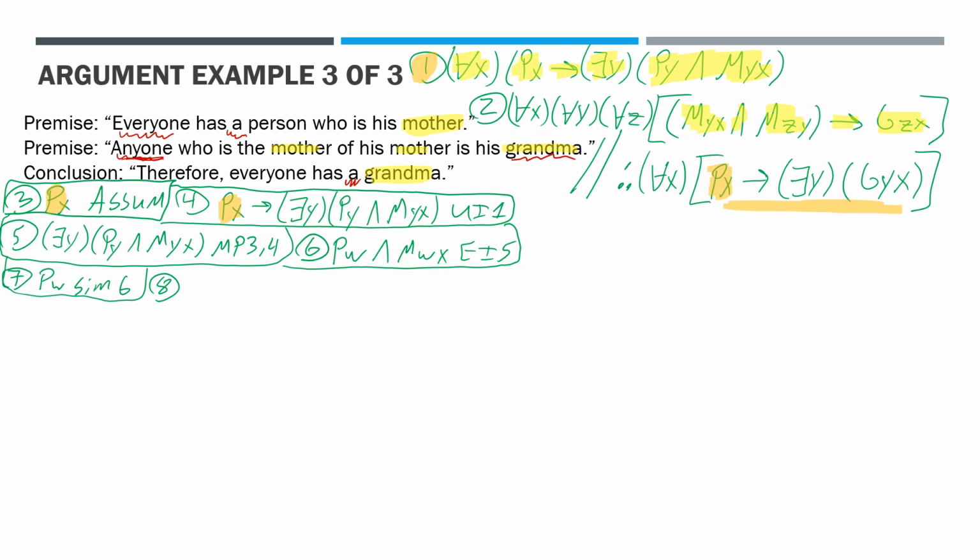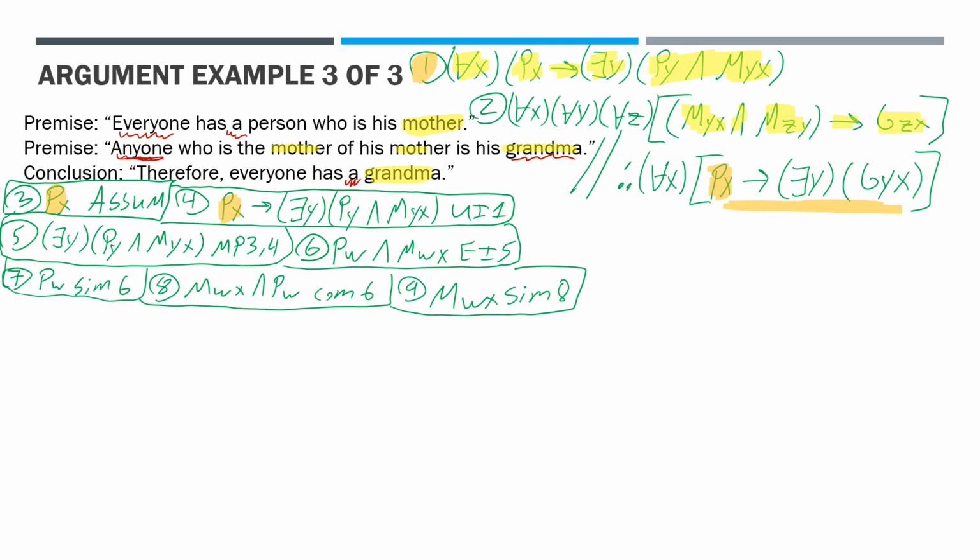For 8, we'll get mwx and pw, commutative rule, line 6. For 9, we can get mwx by the simplification of 8.